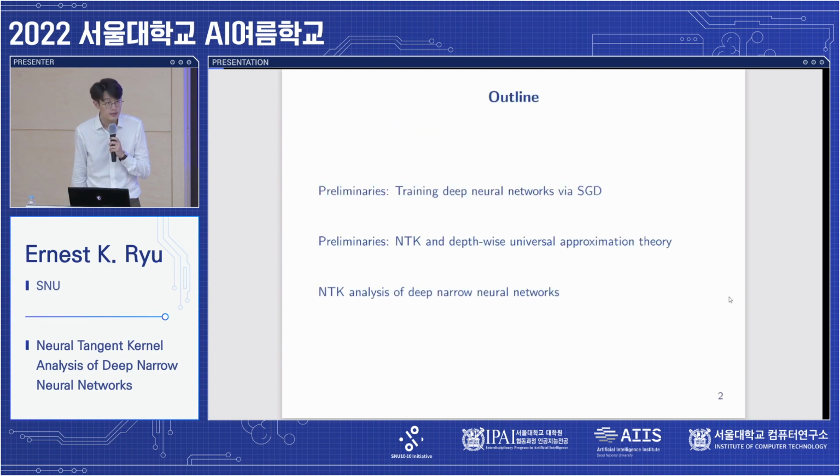So let me quickly outline the talk. First I'll have two separate sections outlining preliminaries, trying to motivate why we're doing what we will be doing. First I'll talk about the training dynamics of deep neural networks via SGD. Then I'll talk about the past theory of neural tangent kernel and universal approximation theory. And then finally I'll talk about this work, the NTK analysis of deep narrow neural networks.